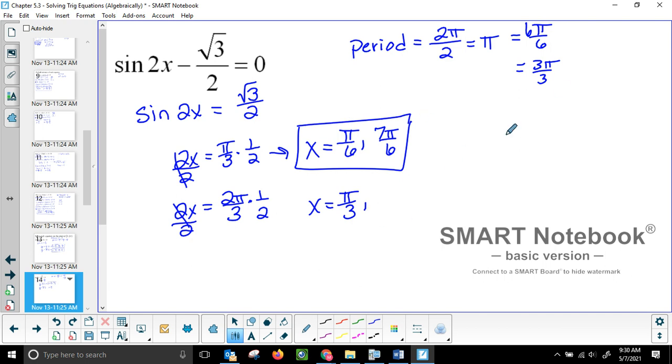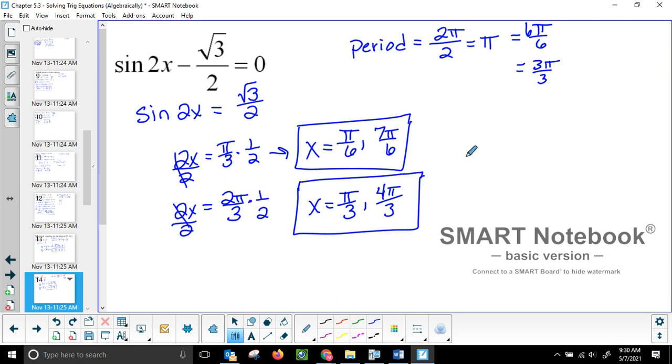Here I'm going to add 3 pi over 3, which is going to take me to 4 pi over 3. If I try to do it again, I get to 7 pi over 3. 7 over 3 is larger than 2, so we have to stop there.